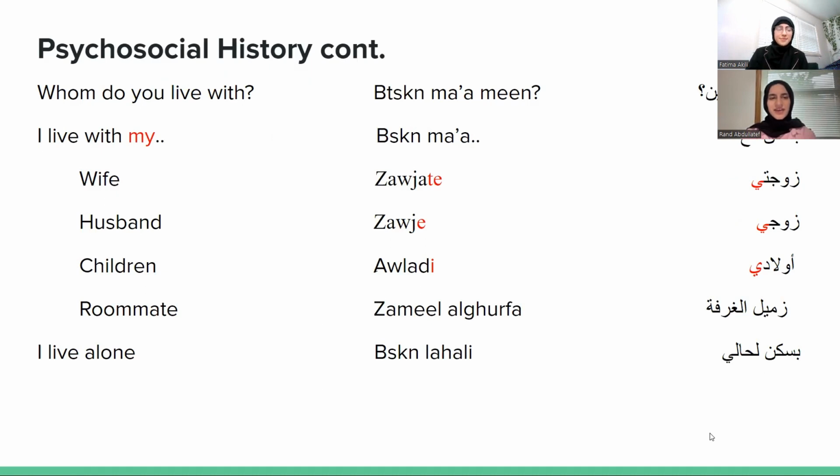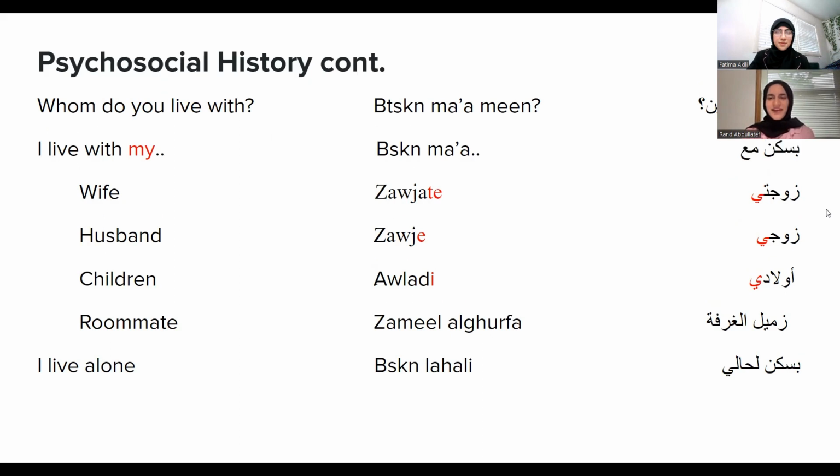Okay, so this one is asking, who do you live with? Again, same setup as last, but this time it's a little bit switched. The left side is English, the middle is how it would be pronounced, and furthest to the right this time is Arabic. So whom do you live with? Btuskun ma'amin. Btuskun means to live, and ma'amin means with whom. In Arabic, the order of the words is flipped versus English. So btuskun ma'amin is who do you live with?